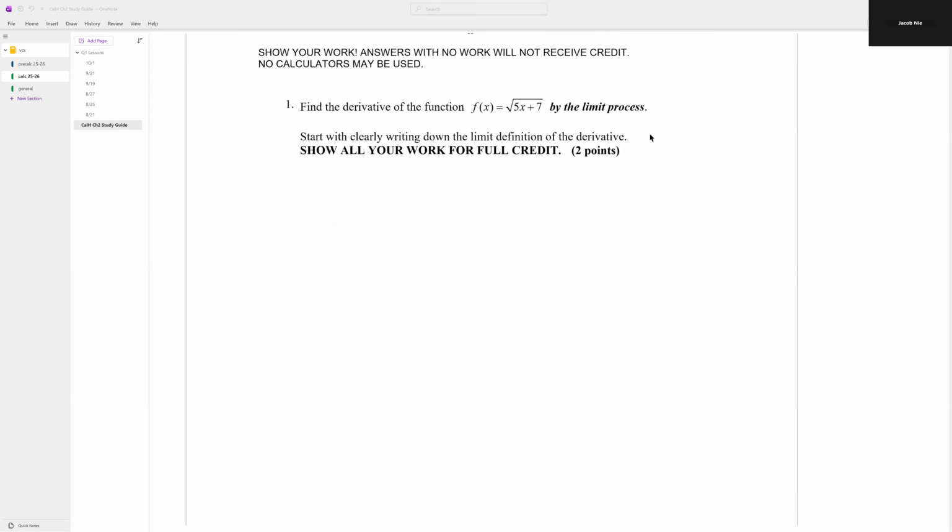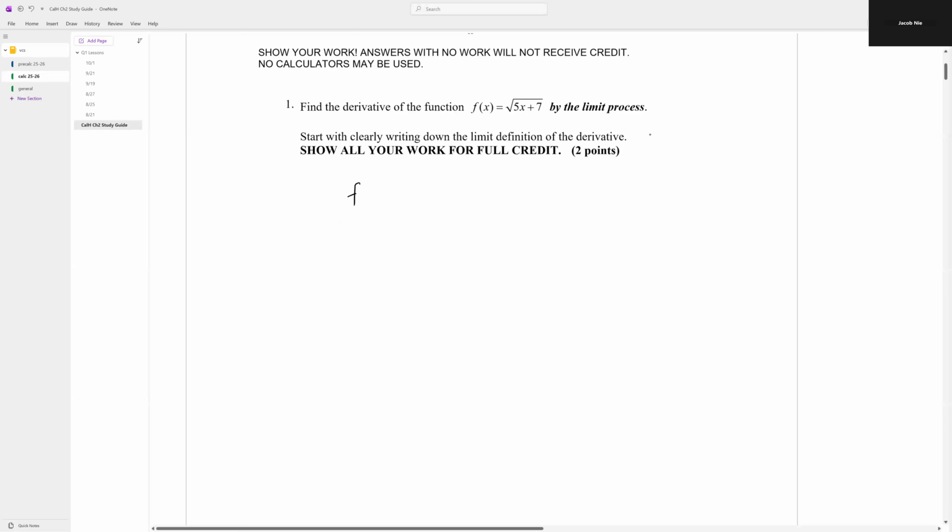If you just found the derivative using, for example, power rule and chain rule, you would get the correct answer, but you would not get full credit because you didn't do it with the limit process. So as you recall, the limit process uses the limit definition of the derivative, which we should start by writing.